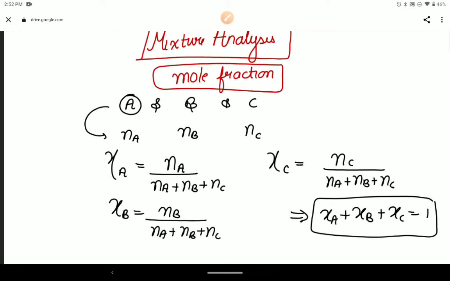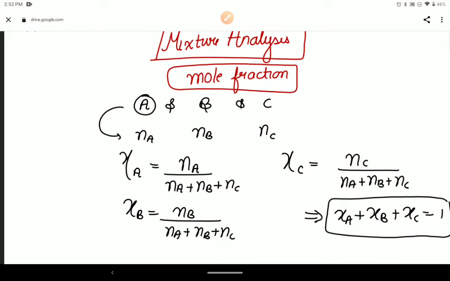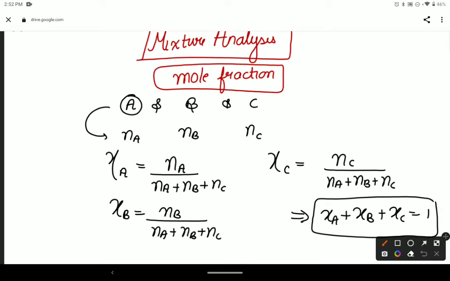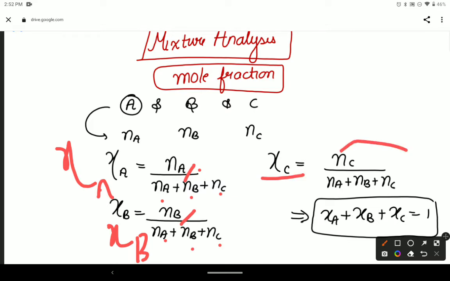Next, mixture analysis or mole fraction. Let's say three substances were present, A, B and C. Mole fraction is represented by chi, it's like x actually. The mole fraction of A means number of moles of A divided by number of moles of A plus B plus C. The mole fraction of B means number of moles of B divided by number of moles of A plus B plus C. And as usual for C also. This is what mole fraction is.